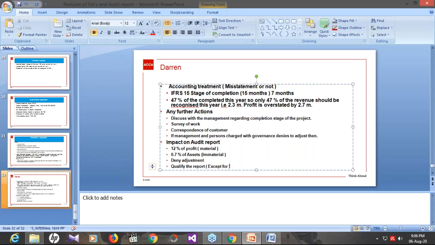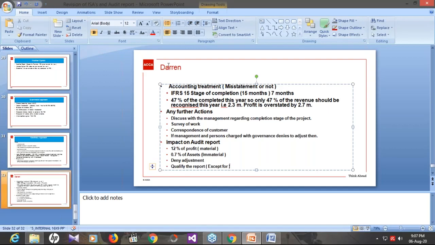So this is how you are going to tackle a question like this. This is a Darren question. So the process is very important. First of all, you need to understand the accounting treatment. If the student is unaware of the accounting treatment, doesn't know which accounting standard will be applied, is not aware of the requirements of IFRS 15 regarding the stage of completion, he will not be able to calculate the overstatement and understatement, and he will not be able to give an explanation of the requirements of the accounting standard. So he cannot get maximum marks.